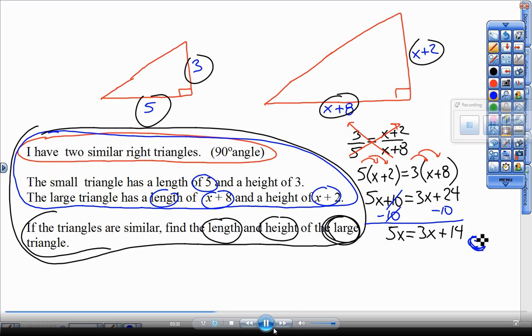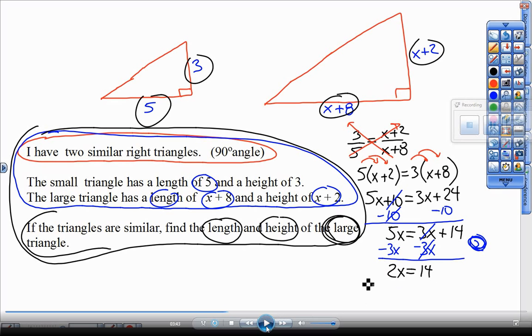Stay on that side, the most crucial part. Now I need to start separating the x's over here and keep my 14 on the right. So eliminate that 3x by subtracting 3x on both sides. Bring that 5x minus 3x down, which is 2x. Do that math right there.